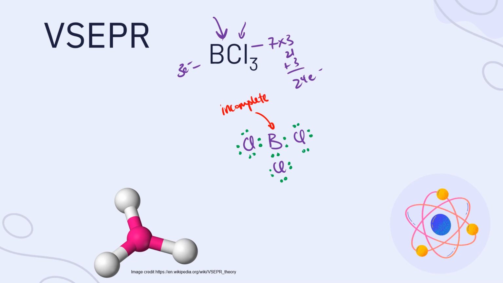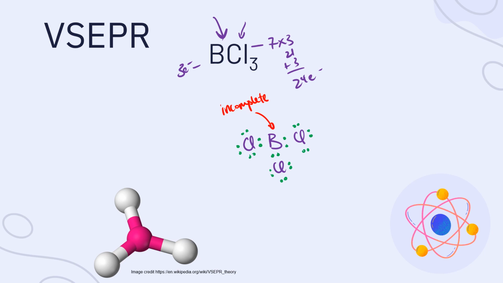So 6 is better than 3 for boron because boron is not super non-metallish. It's just barely a little bit. We're going to just let boron have 6. Chlorine is absolutely not going to make double bonds with boron. So what are we going to call the shape of this molecule?